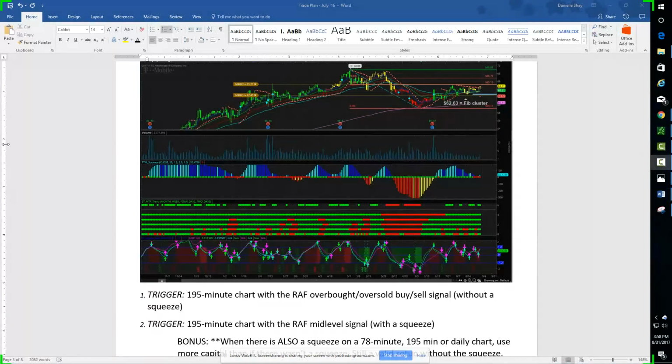So I use the Ready Aim Fire as an entry. You need to use it combined with the level or with the squeeze or both. But as you can see, you have the Ready Aim Fire, the squeeze, and the level at the same time. So to me, that's a buy trigger, and right here, I'm in.